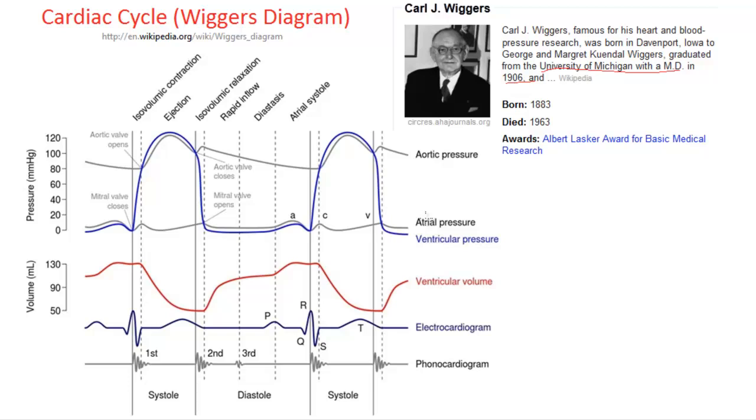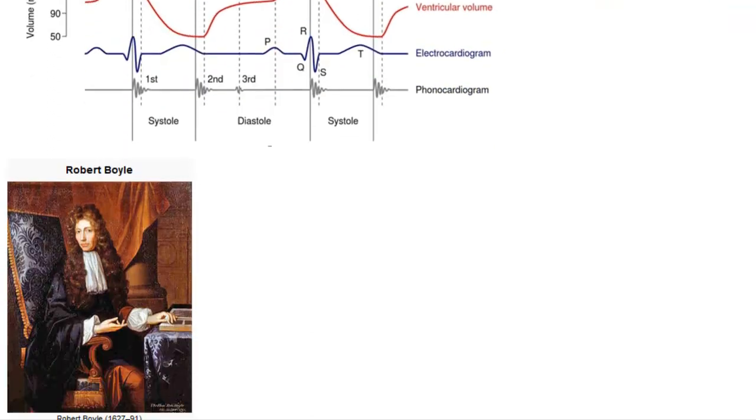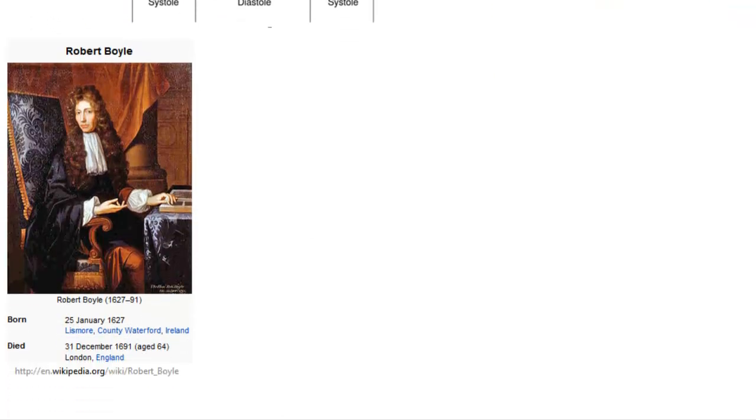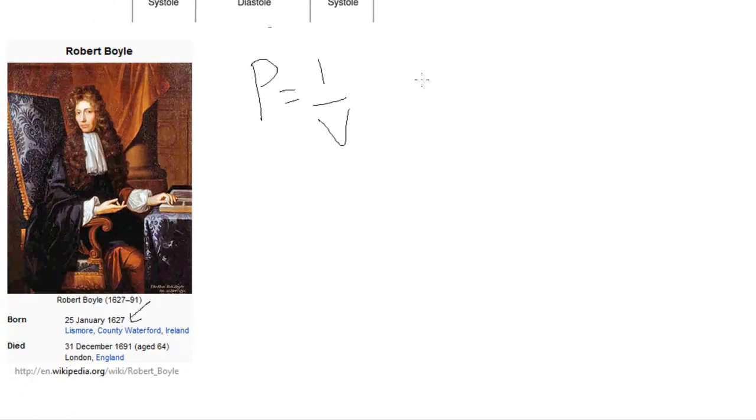Okay, so let's talk about another guy first. This guy is named Robert Boyle. He was born a little bit earlier than Dr. Wiggers, in 1627. Anyways, important stuff. He came up with a law relating pressure and volume. He said pressure equals 1 over volume. That's its relation. So what does that mean?